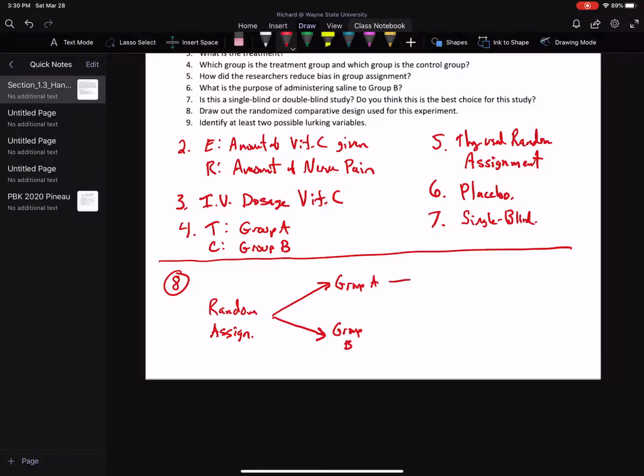Now, group A, I have to remember, I've got it right here, was the treatment group. It's number 4. So this is the treatment, which means they get the vitamin C. And group B was the control group, right? And they get the placebo. And then what we do at the very end, as it's explained to us in the discussion, is they compare the results.